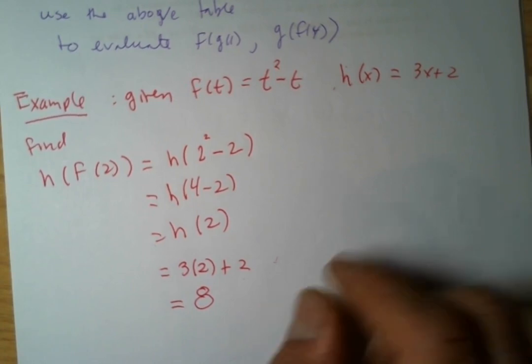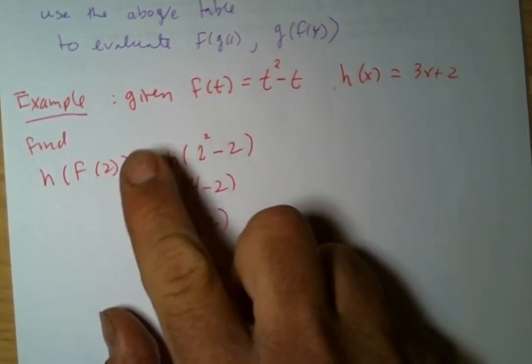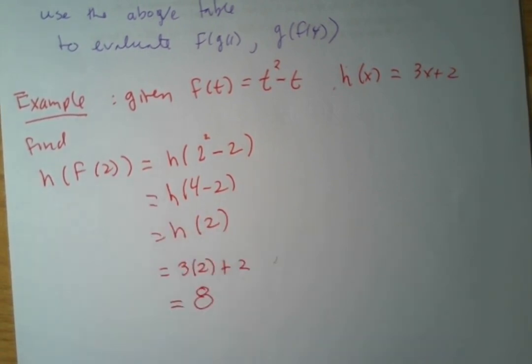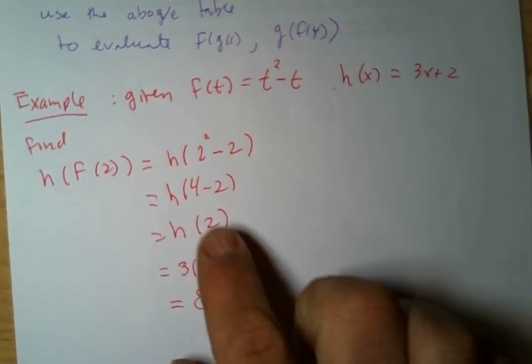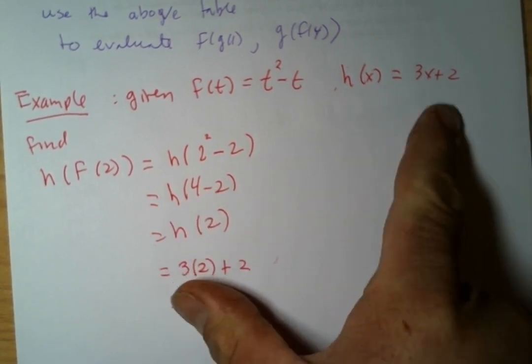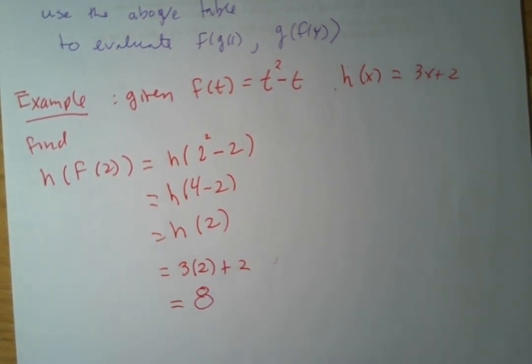Okay. Now, one thing to notice here is once I plug in the value of 2 into f, the f is no longer there, right? I've substituted into the function. All right. Notice the same thing for once I put the 2 into the value for h, that there's no h of. It's just 3 times 2 plus 2. Okay. All right. Let's do one more to wrap this up here.